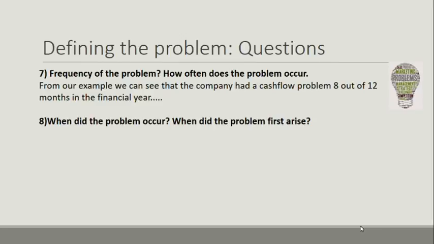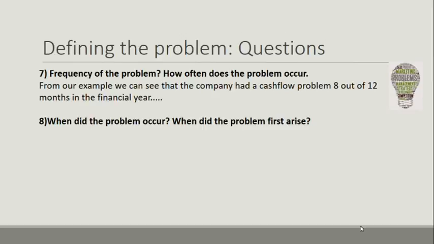When did the problem occur, or when did it first arrive? Did it coincide with any particular events? From our example, when did the customer first start experiencing the problem? Did anything in the company change during that time?